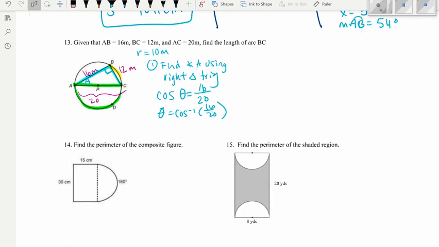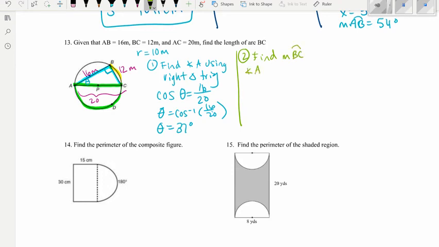So to make this a little easier, let's go ahead and say theta is equal to 37 degrees. We'll round to the nearest degree. So then the second thing we want to do is find the measure of arc BC.